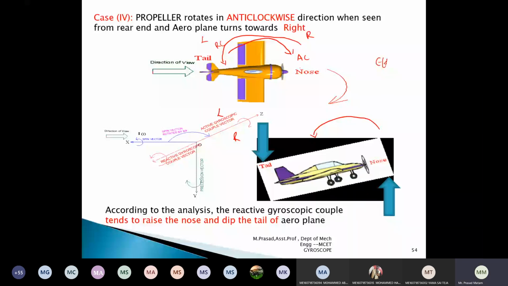So this is my reactive couple. As the reactive couple is moving from right side to the left side, the arrow mark is pointing towards the tail portion. That's why it is trying to dip the tail, move the tail downwards. Effect you can write: dip tail and lift the nose, or raise the nose. This is the gyroscopic effect you can see for the fourth case.